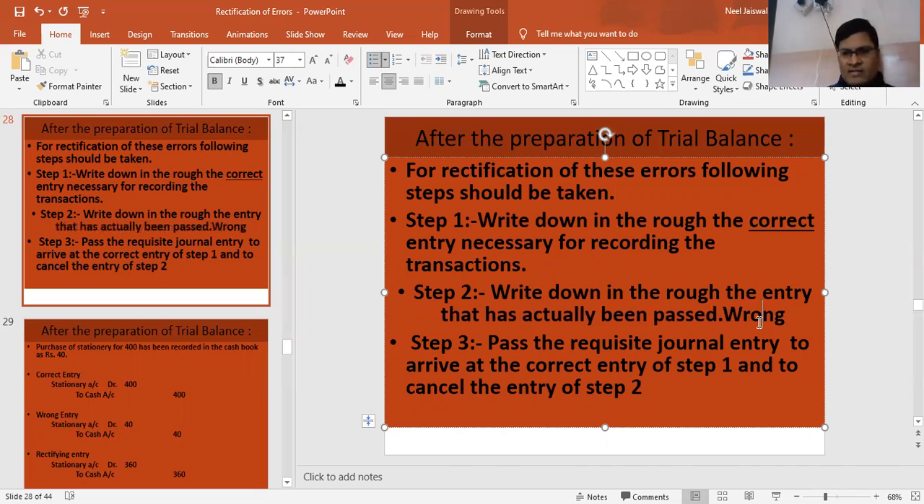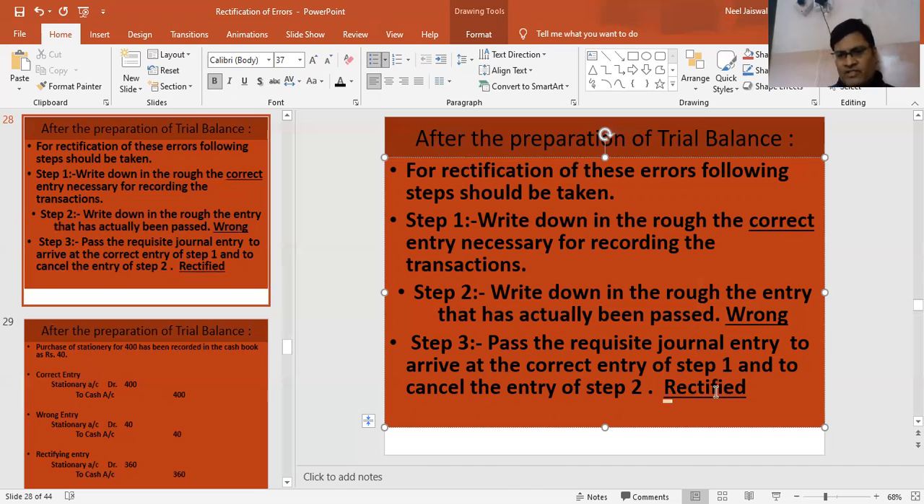And then you need to pass the requisite correct entry, the rectified entry. So again, I am repeating: first of all, you will pass the correct entry in rough, then the wrong entry in rough, then you will pass the rectified entry.